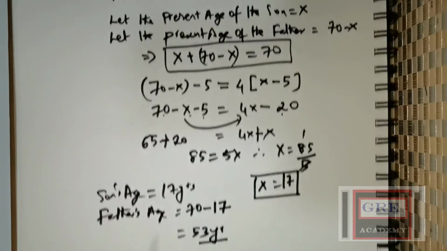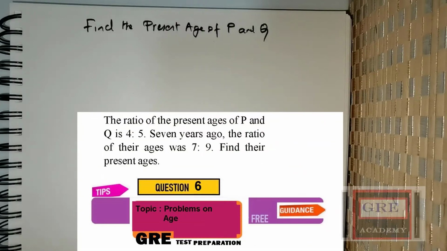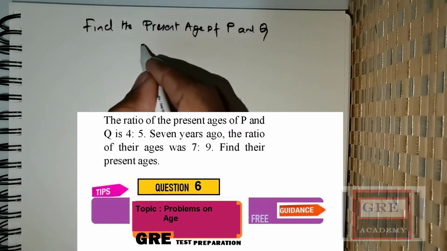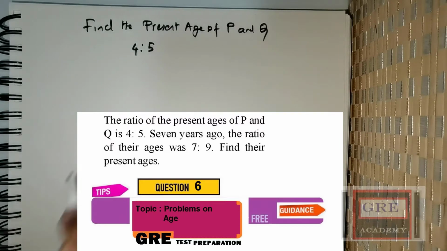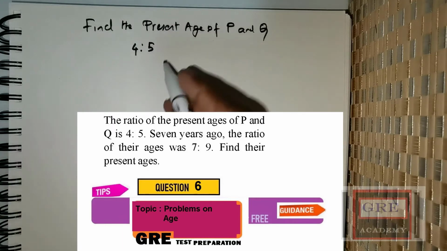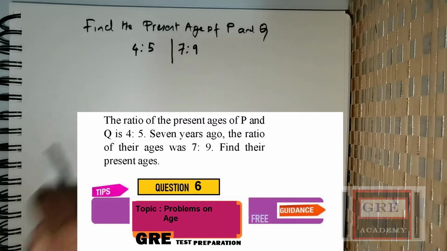Okay, so that completes the solution. Students, we are given this question. The ratio of the present ages of P and Q is given to be as 4:5. Now, 7 years ago, the ratio of the ages were found to be 7:9. Now, we are expected to find their present ages.